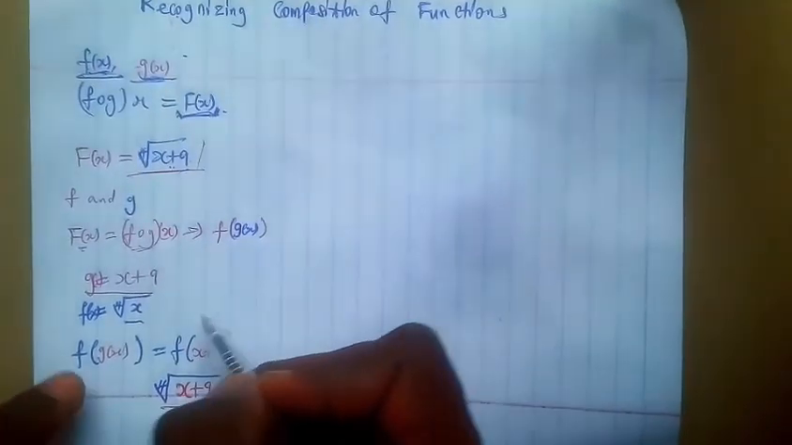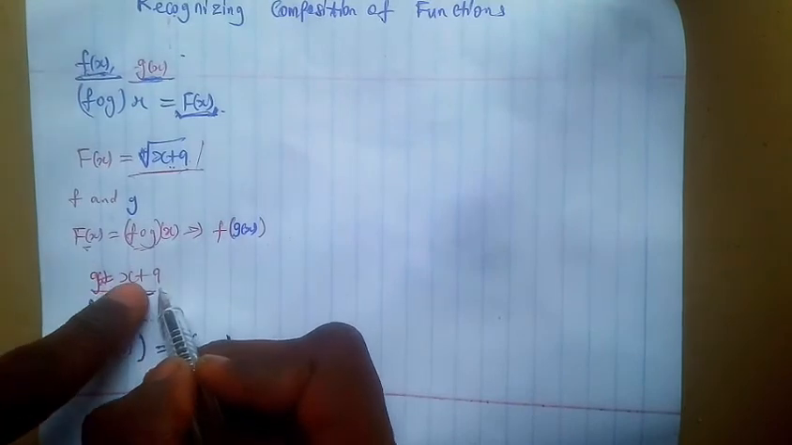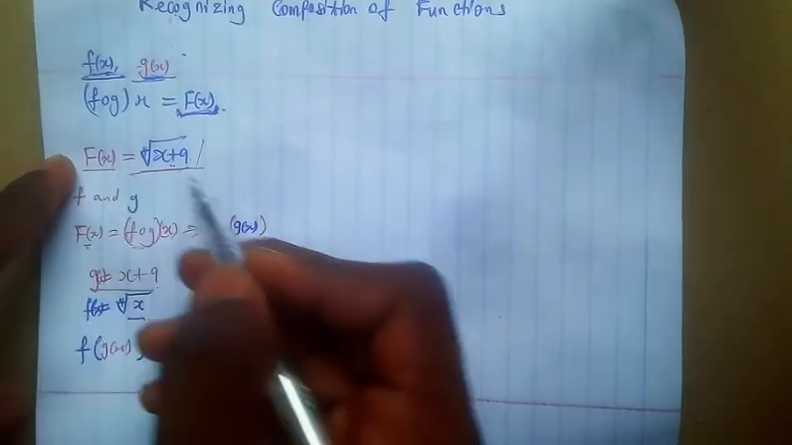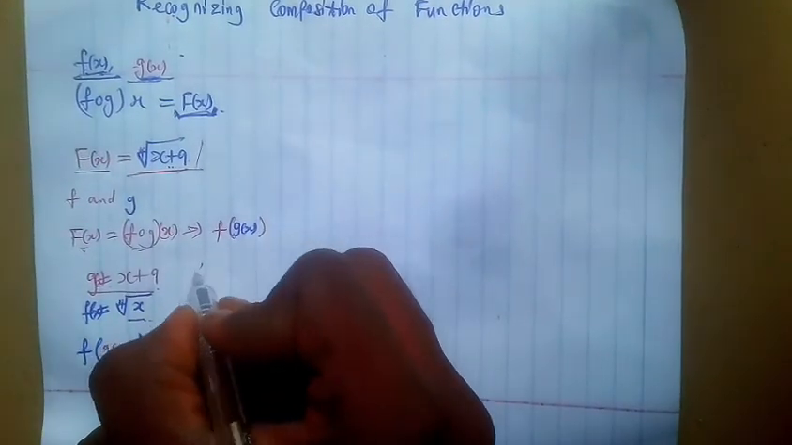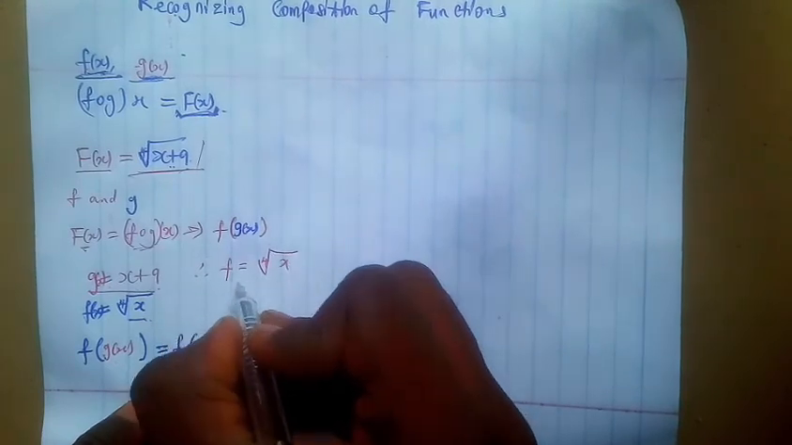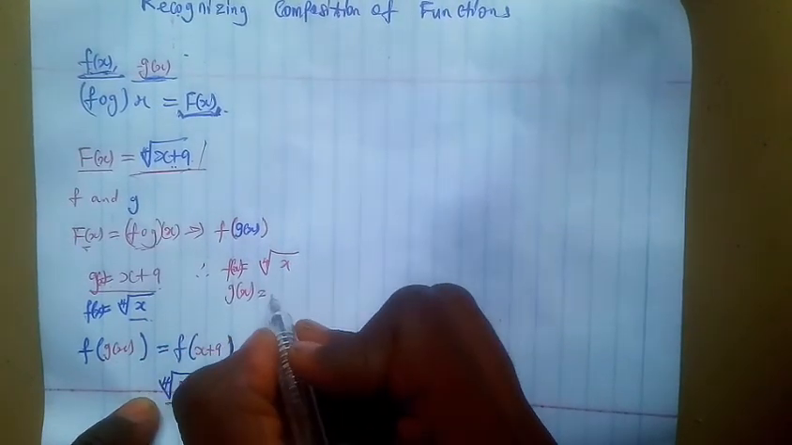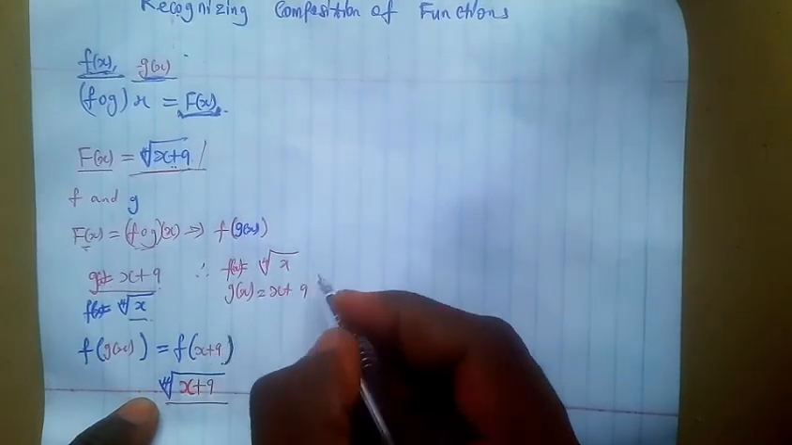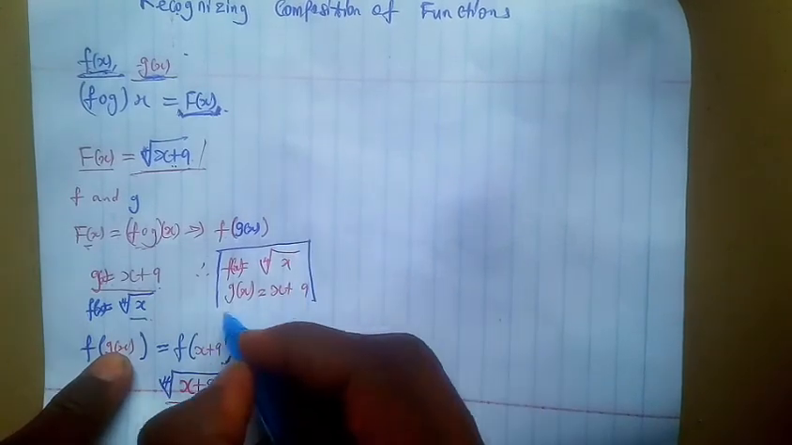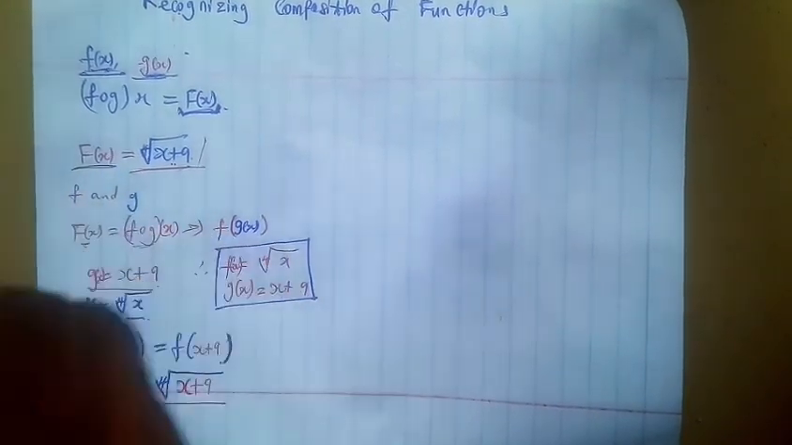So if f of x is equal to the 4th root of x and g of x is equal to x plus 9, then the capital F of x can be produced. Therefore, f of x is equal to the 4th root of x, and g of x is equal to x plus 9. So these are the two simple functions that came together in combination to produce the capital function.